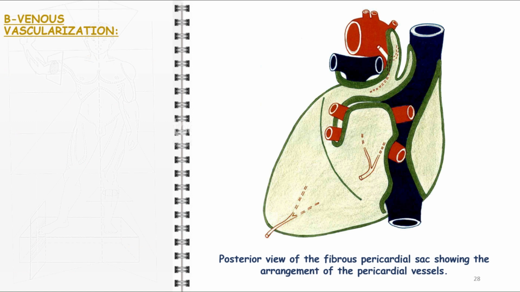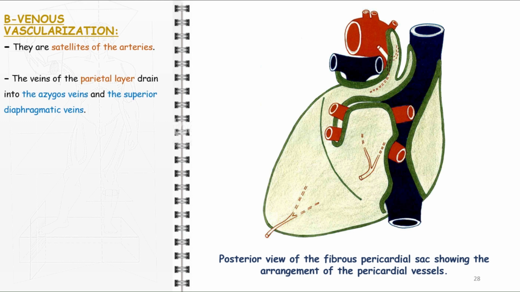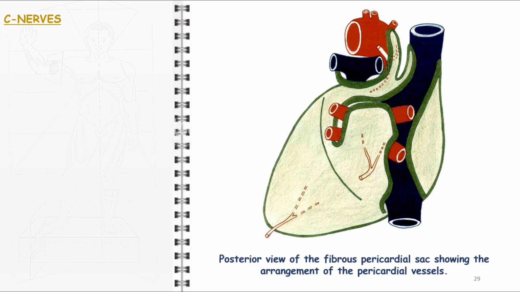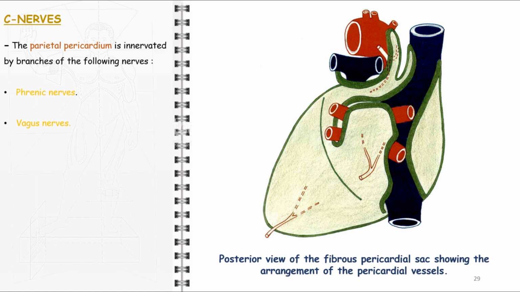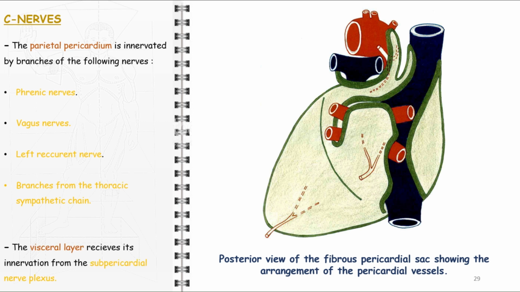The veins are satellites of the arteries. The veins of the parietal layer drain into the azygous veins and the superior diaphragmatic veins. The parietal pericardium is innervated by branches of the following nerves: phrenic nerves, vagus nerves, left recurrent nerve, and branches from the thoracic sympathetic chain. Whilst the visceral layer receives its innervation from the subpericardial nerve plexus.